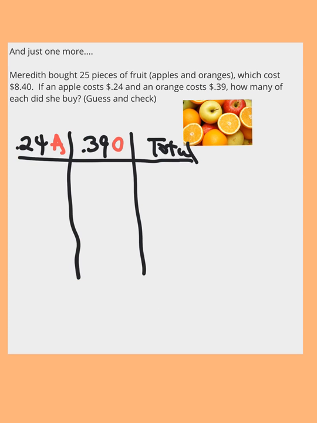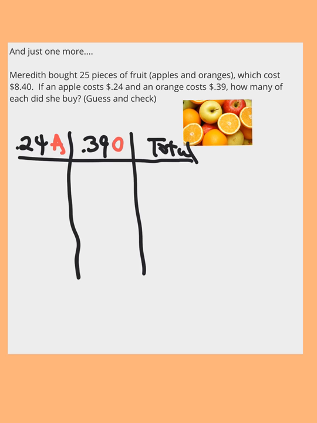All right, we're going to look at just one more example. Meredith is buying some fruit, 25 pieces of fruit, apples and oranges. The total cost is $8.40. If an apple costs 24 cents and an orange costs 39 cents, how many of each did she buy? The method that's being suggested is guess and check.